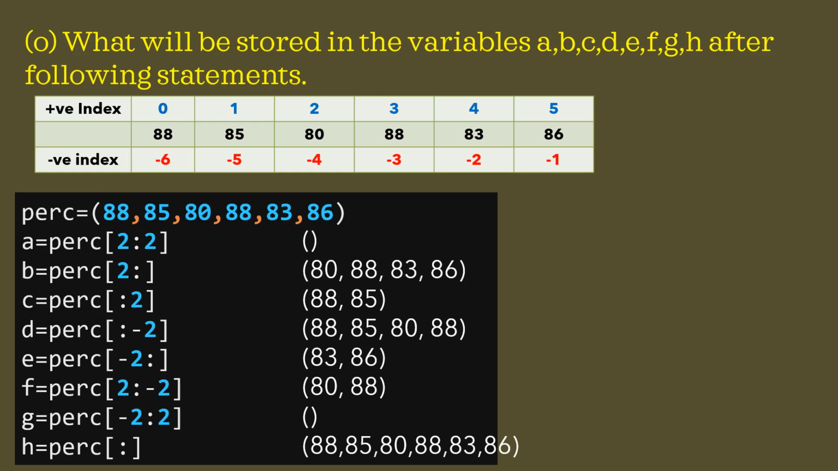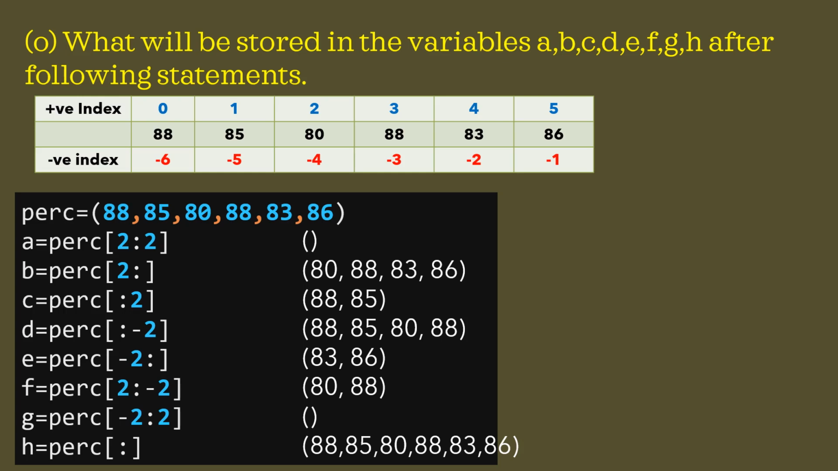Okay. Now B is equal to pers of 2 colon. That means starting from index number 2 till the rest of the tuple, all the values will be there. So the values are 80, then 88, then 83 and 86. Okay, as we can see, 80 is present at index number 2. Now next one, C is equal to pers of colon 2. Colon 2 means starting from index number 0 till index number 2. Okay, that means index number 2 will be excluded. That means the values which are at index number 0 and 1 will be printed. That is 88 and 85.